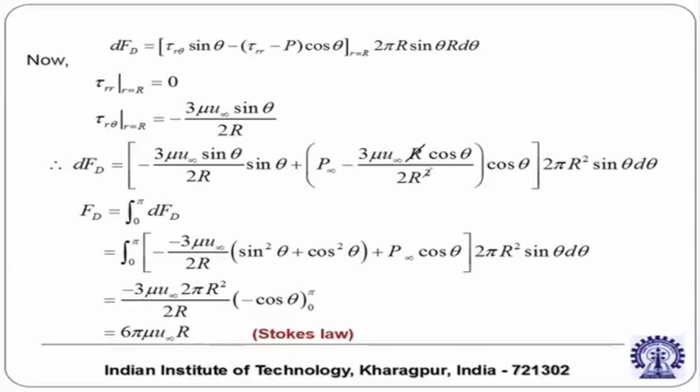Then, eventually when you are making this calculation, you will get the contribution of this term, 3 mu u infinity by 2r into 2 pi r square sin theta d theta integration. That becomes cos theta. So you will get eventually 6 pi mu u infinity r, which is the Stokes law.